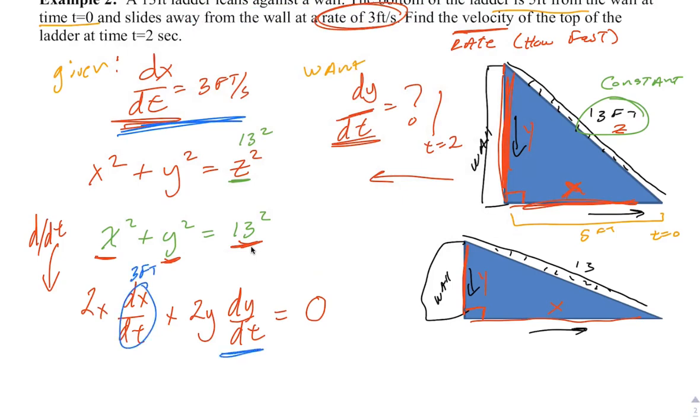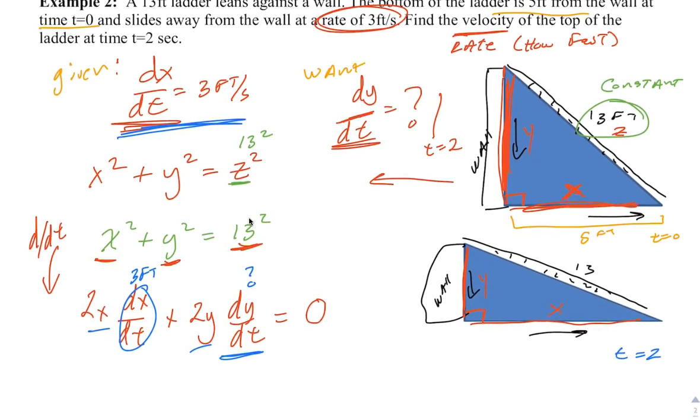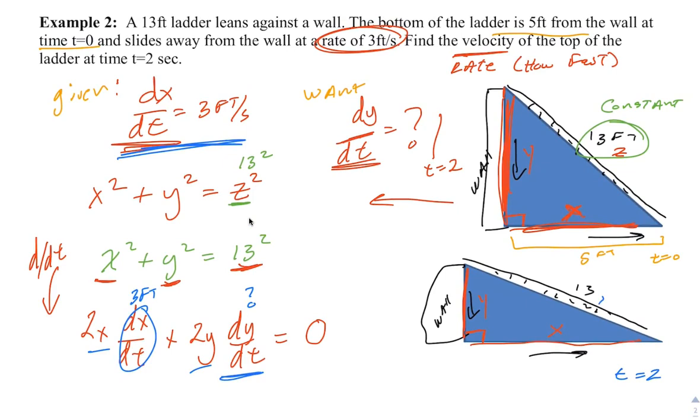I'm looking for this guy. I need to figure out what x and y are. At time equals 2 is when I really want it. Well, you've got to think about this logically again. Look at my picture down here. That's 13, I know it. Could I figure out what x is?